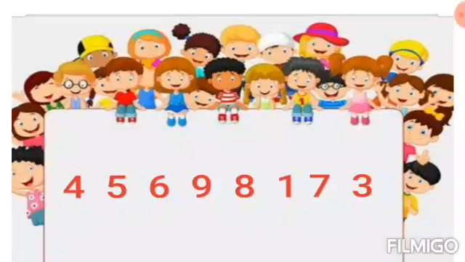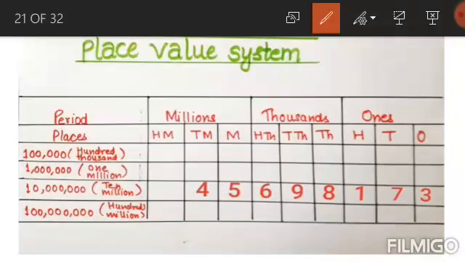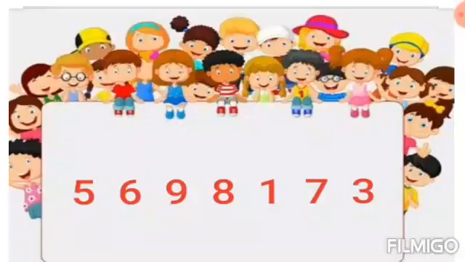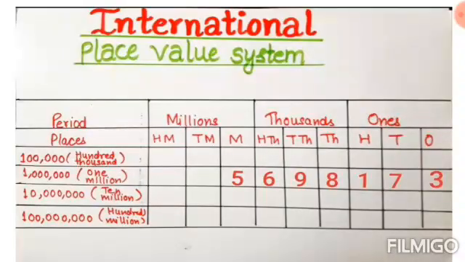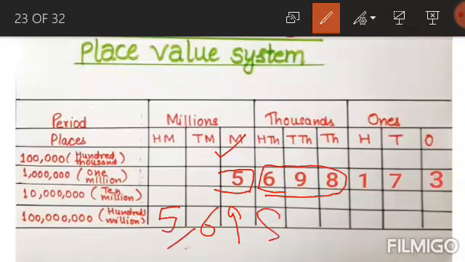Now here 8 digits are given. After arranging them, we read it as 45,698,173. Next one, 7 digits are there. We arrange them. Now we read it as there is only 5 million, 5,698,173.